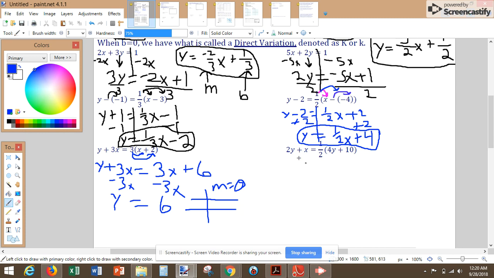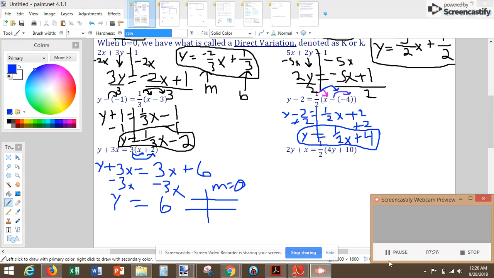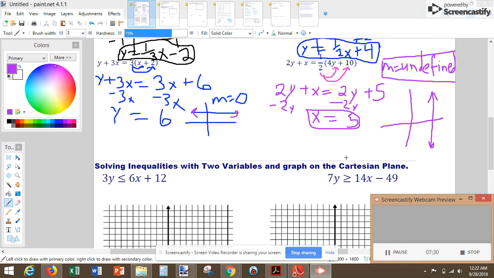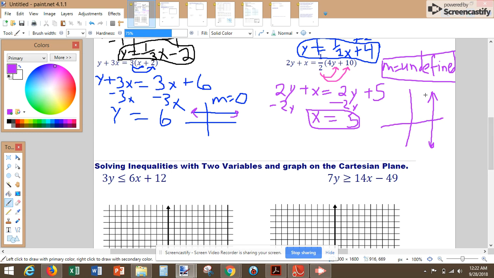Try the next one on your own. 2y plus x equals 1/2 parentheses 4y plus 10. X equals 5 is what you should get here. If you were to graph that, we have a vertical line. Remember, vertical lines have no slope. Undefined slope, so m equals undefined.